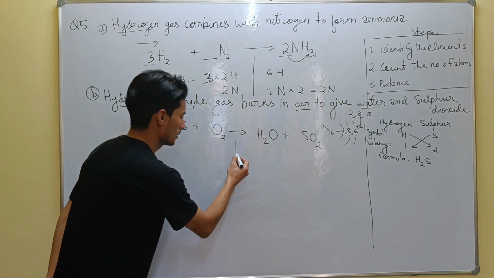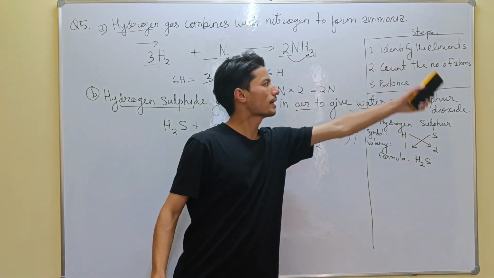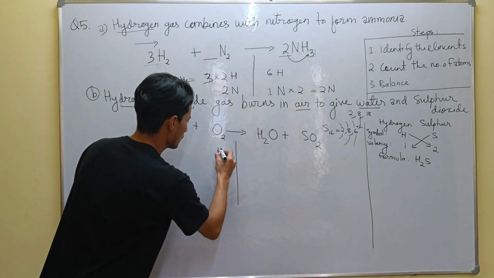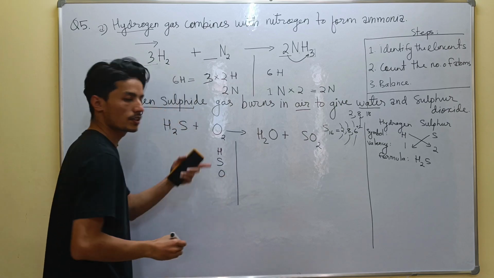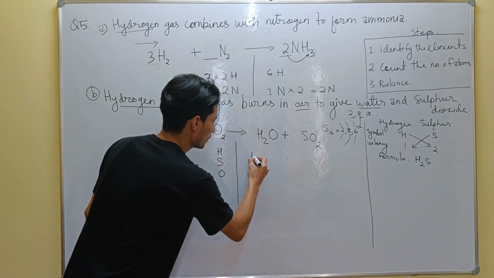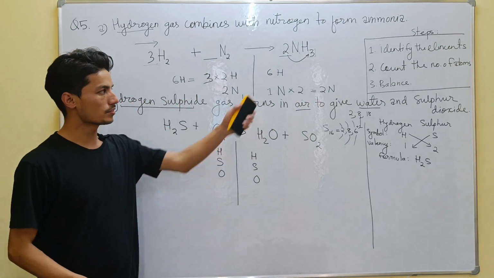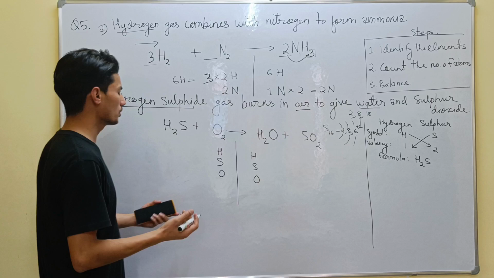So let's balance it. The first thing that you have to do is identify the elements. So hydrogen, then sulfur, then oxygen. The same elements will be found in the product also. So H, S, O. We are done with the first step. Now we go to the second step. Count the number of atoms.